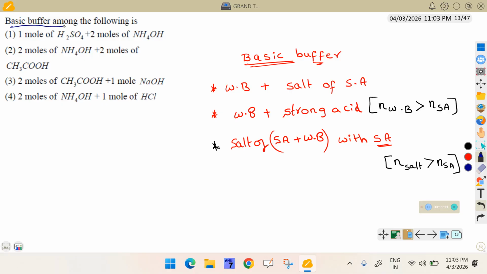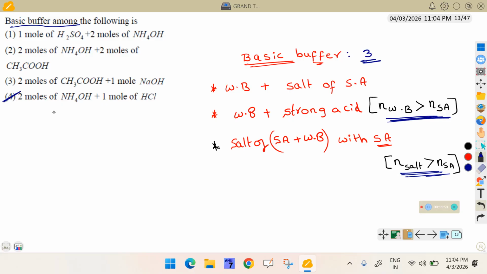Basic buffer among the following is. Basic buffer is explained in three different ways. Basic buffer is a combination of weak base plus salt of strong acid, or weak base plus strong acid, but the condition is number of moles of weak base must be high compared with number of moles of strong acid. Salt of strong acid plus strong base with strong acid, number of moles of salt is greater than number of moles of strong acid. Based on that, the correct answer is fourth option.